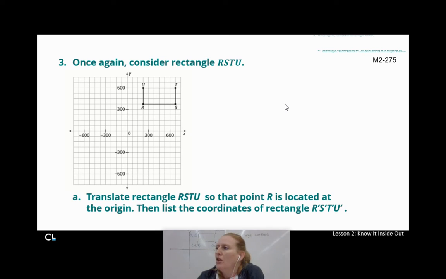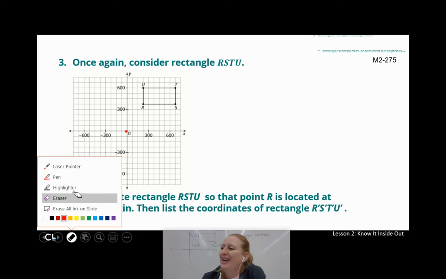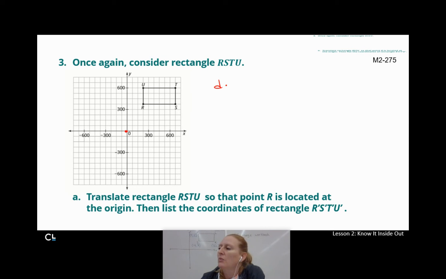How'd you do? So we said we wanted R to be on the origin. So that means I need to go down 1, 2, 3, 4, 5 down and 1, 2, 3 over. So it looks like we need to go down 5 and left 3. So there's my new R. So I'm going to call it R prime. But that means I have to do it to all of them.